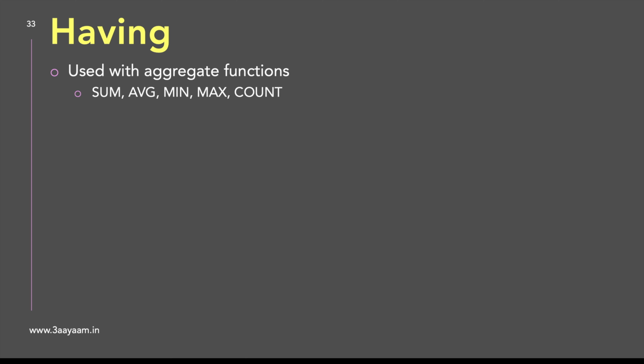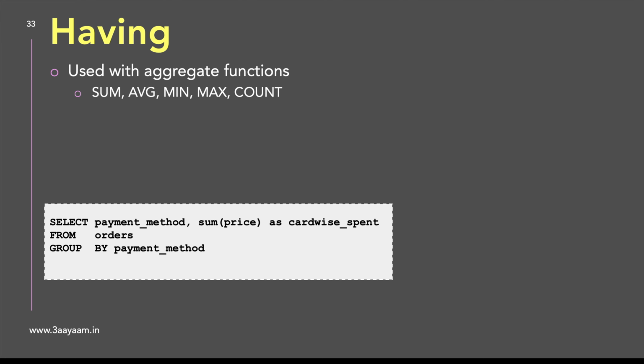So the first thing that I want to talk about is the having clause. The first thing is that the having clause is used only with aggregate functions. You will not find any use case wherein a having clause is used without any aggregate functions. Aggregate functions like sum, average, minimum, maximum, count, and a few more. So this is where the having clause is used.